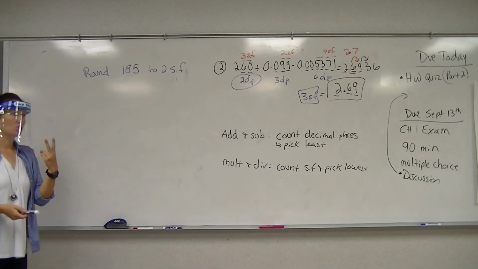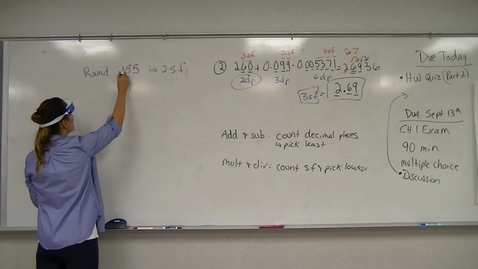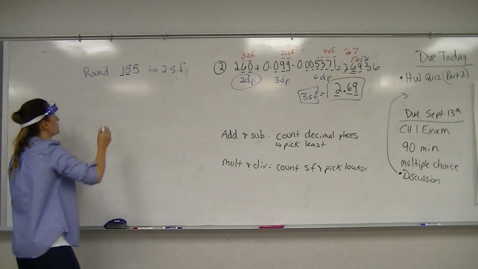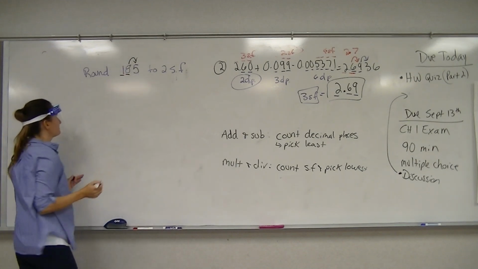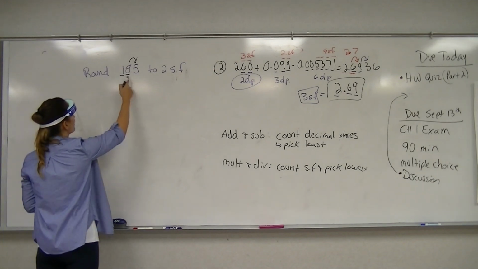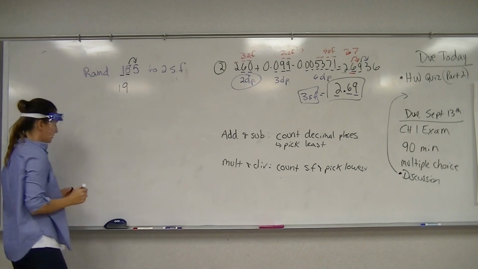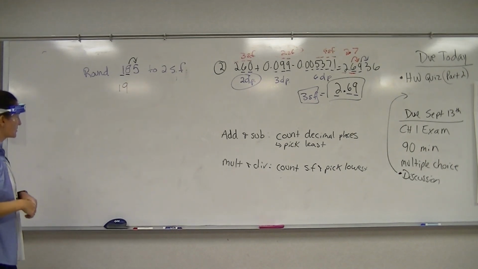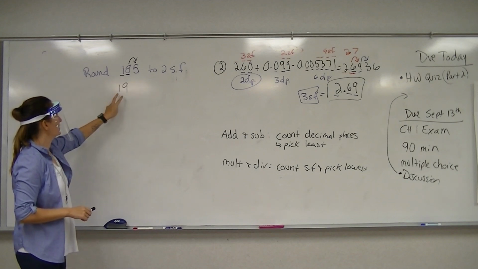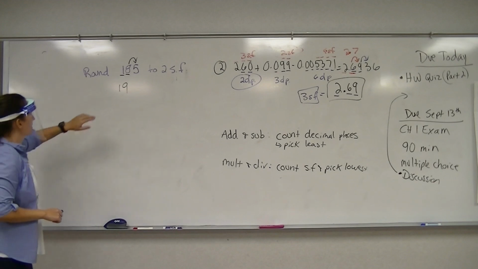Well, if I wanted you to report it in just 2, you always start from left to right, so you're going to say the 1 counts and the 8 counts. Don't forget to look to the number next to it. Since it's a 5 or higher, you're going to round up. So the 8's going to become a 9. So this is the mistake that's most often made. Because you're like, okay, 2 sig figs, I needed to round up, 19. That's incorrect.